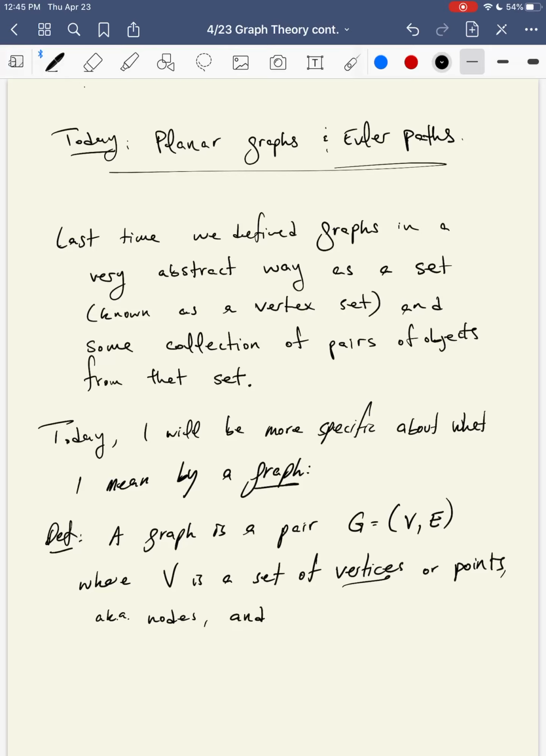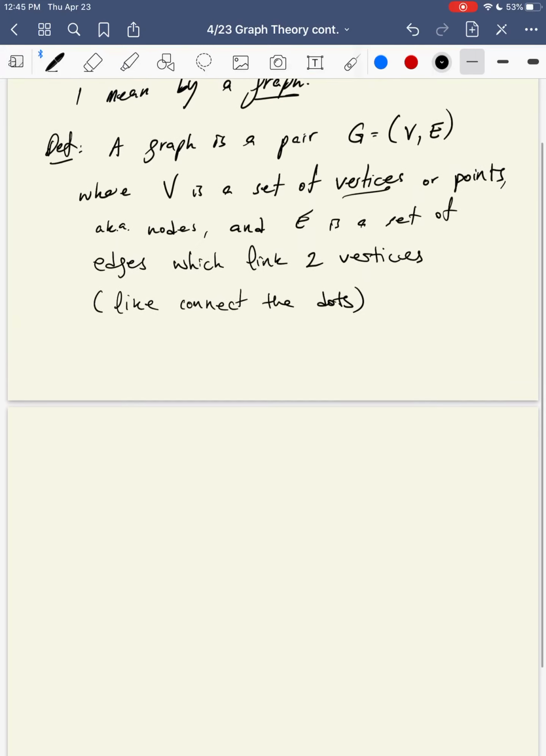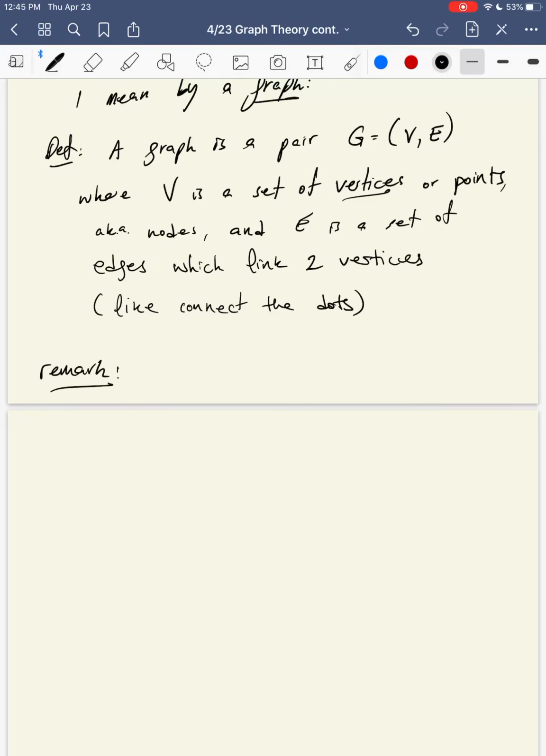And so a graph is a pair of vertices and edges which basically connect the dots. And E is a set of edges which link two vertices. Like connect the dots. This is how I think about it. And so now I'll write that little remark. The vertices need not lie in an XY plane. That's just to say that we can draw them however we want.